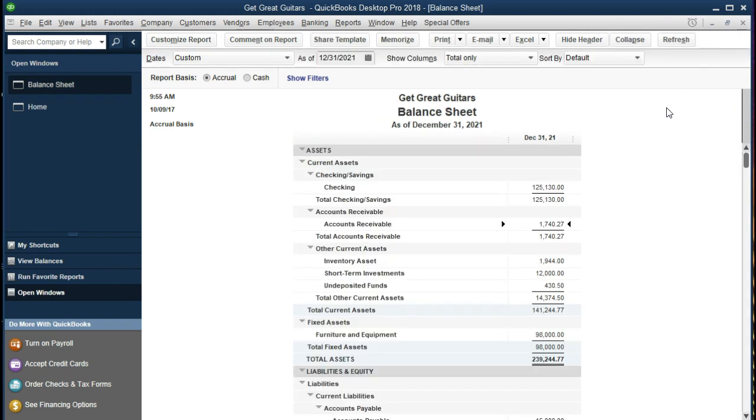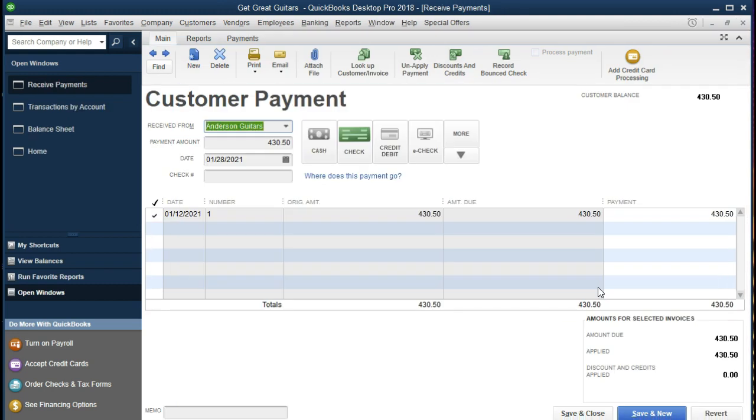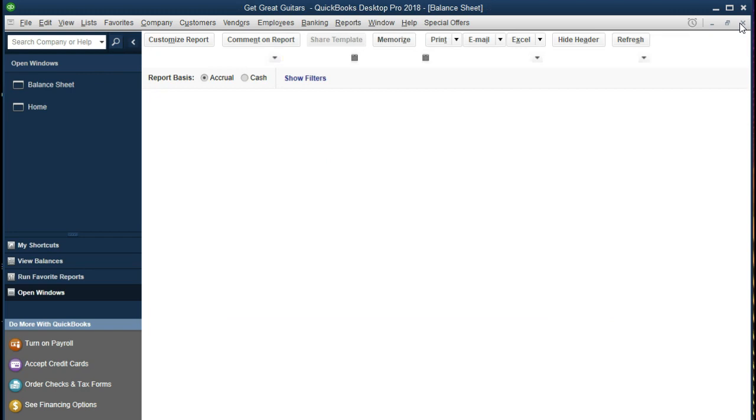We also know that we would think it would affect cash increase, and that's what we would typically think in our normal journal entries. And it did kind of, but it put it into this undeposited funds. So now we've got this undeposited funds of 430, and if we double click on that, we can see that it's the 430 there. Double clicking on that, there is our customer payment. So I'm going to close that out. Those are the two accounts that are affected.